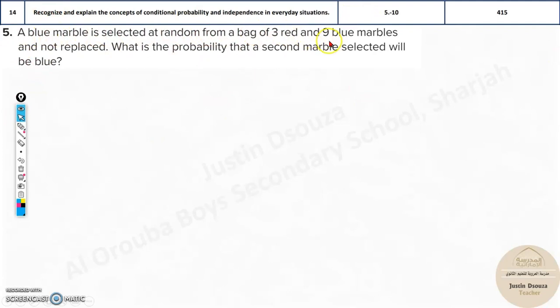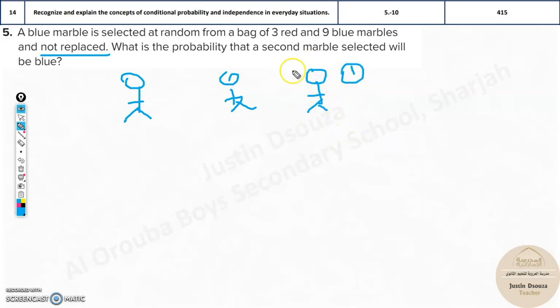A blue marble is selected at random from a bag of 3 red marbles and 9 blue marbles and not replaced. This is a very important thing. Let me explain to you what exactly "not replaced" means. Now imagine you have a bag of chocolates. There are 3 red chocolates. Now imagine there are 3 friends standing, and this is your first friend. You're offering him a box of chocolates, of which 3 are red and 9 are blue. So he has the opportunity to select either one of the 3 reds or one of the 9 blues.